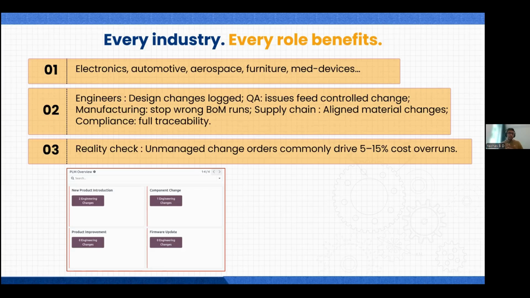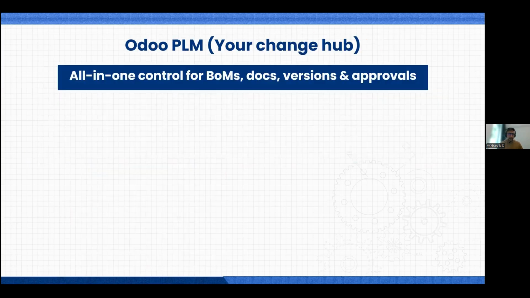So it means that with a properly channelized way of using the product lifecycle management module, the tool in Odoo, we can channelize these design changes or bill of material changes, where everything is documented, approved, and then released as new versions. Going further, we propose the Odoo PLM module, which has all-in-one control: bill of materials, versions, approvals, documentation and everything.